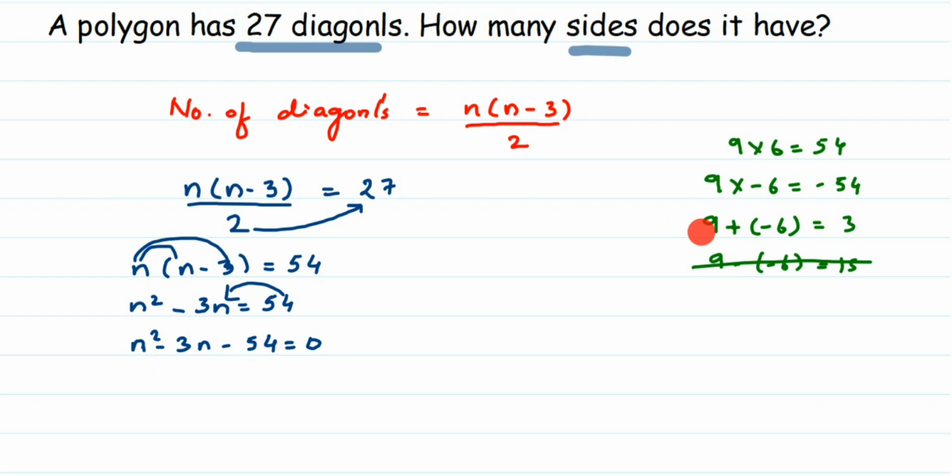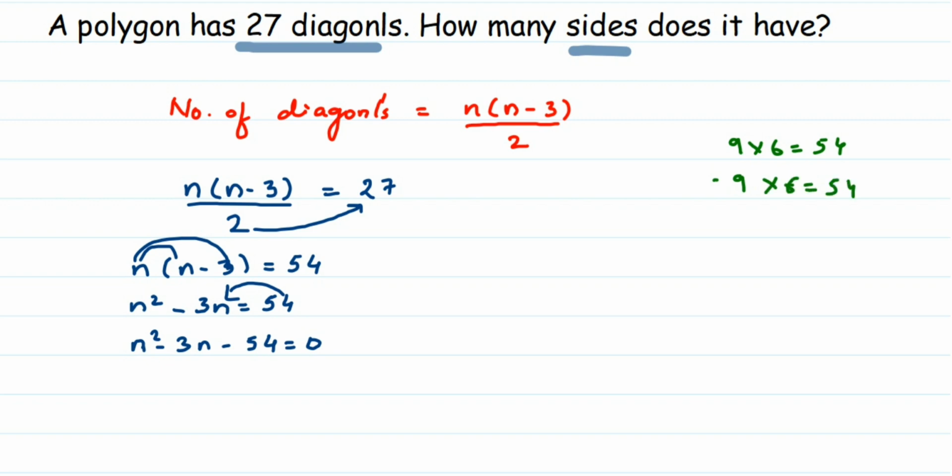Because the greater number, whatever sign we have, that sign will get here, right? So 9 should be negative. So instead of minus 6, we'll take minus 9. So if I take minus 9 times 6, I'll get minus 54. And minus 9 plus 6 is also equal to minus 3. So minus 9 and 6 we're going to take.